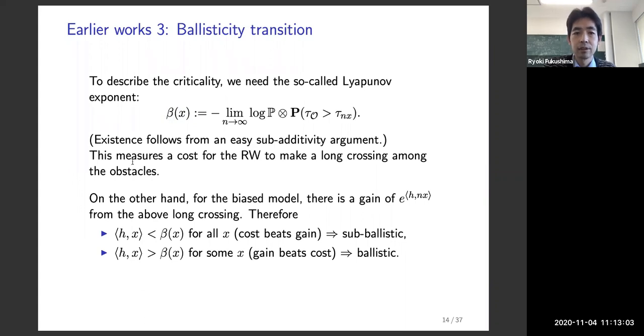But in this model, this beta(x) measures the cost for the random walk to make a long crossing among the obstacles. You have to pay something, but the cost is precisely measured by this beta(x). But on the other hand, if the random walk made a long crossing, then under the bias measure, there is this reward, e to the <h, nx>. This is a reward you get. So there is a gain and loss. And therefore, it turns out that if this inner product <h, x> is less than beta(x) for all x, then it is sub-ballistic, because the gain is smaller than cost. On the other hand, if this inner product <h, x> is bigger than beta(x) for some x, then the random walk gains more than cost if it moves in this direction x. So it becomes ballistic. So this is an explanation of criticality.